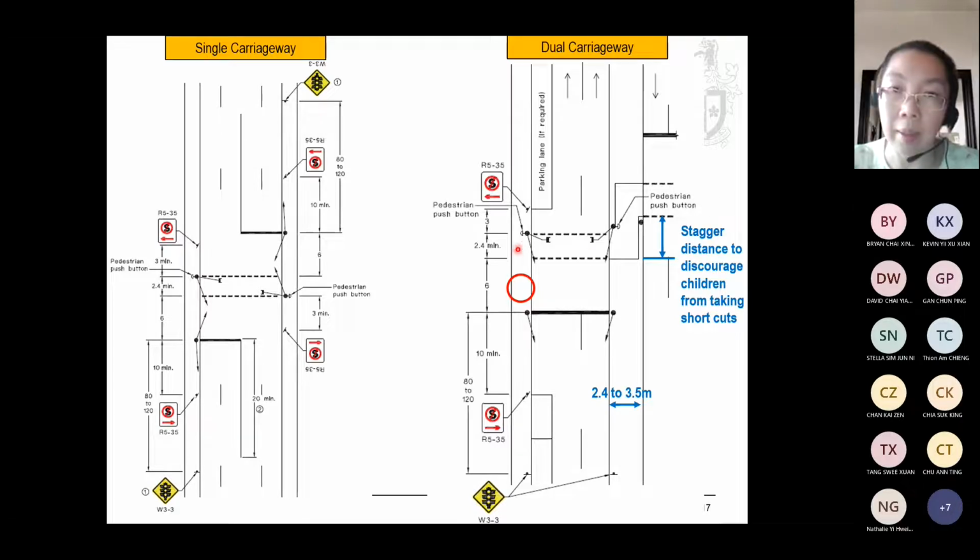Yeah, so again, some other things are quite similar. You have the push button and the stop line, and when we have a stagger, we usually separate the crossings slightly by the stagger distance here. So crossing for this side is here, and crossing for this carriageway is here. This bit of stagger is to discourage children from just running through the whole road.